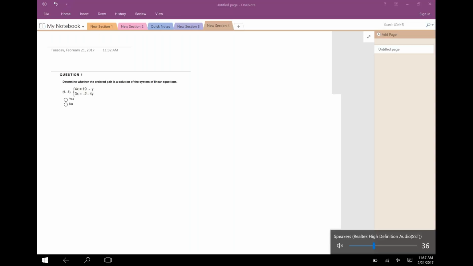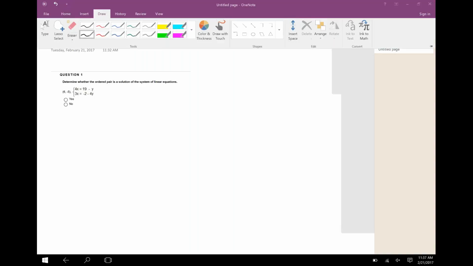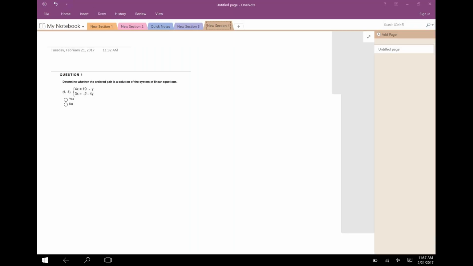So question number 1. Make sure I've got my pen. Determine whether the ordered pair is a solution of the system of linear equations. So for this, you want to take your ordered pair 6, negative 5, and plug it into each equation, and it needs to be a true statement in order for both of them to be a solution for the system.